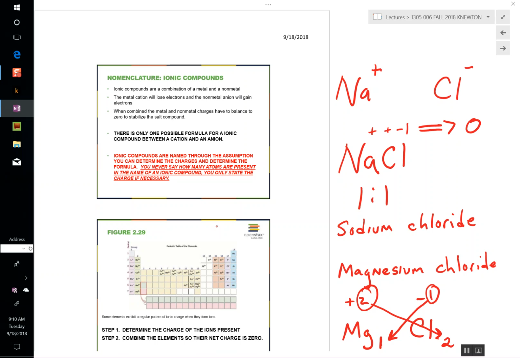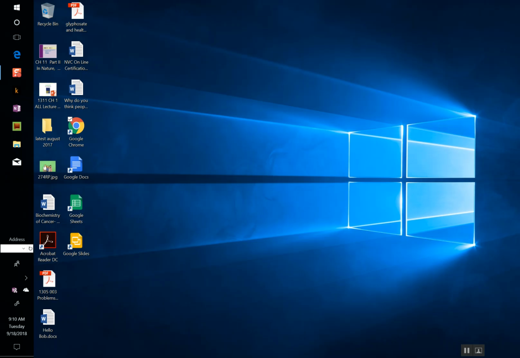Guess the formula for aluminum chloride. AlCl3. Everybody get one of these? Agreed? AlCl3? All right, so that's driving off of the fact that aluminum would have a +3 charge.